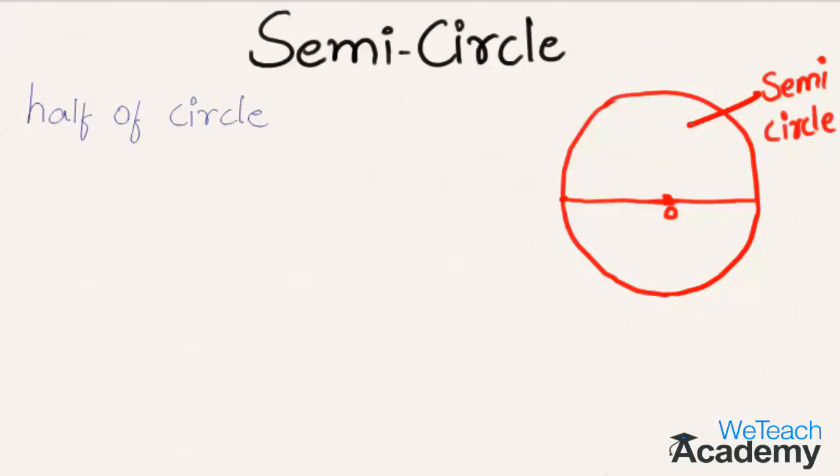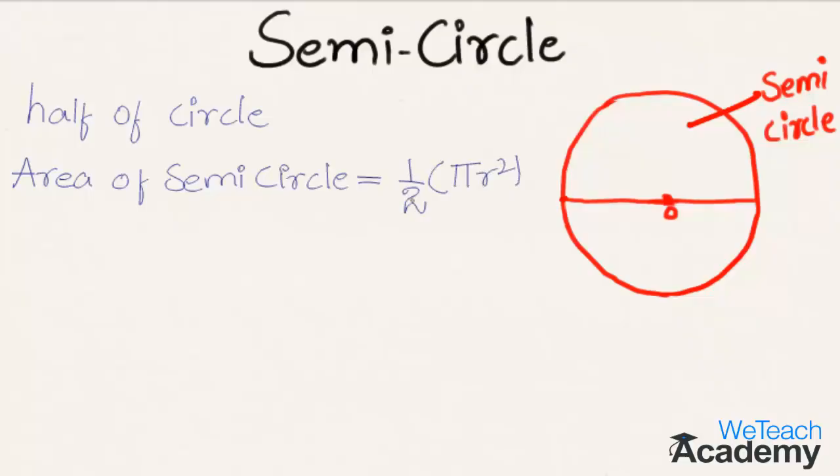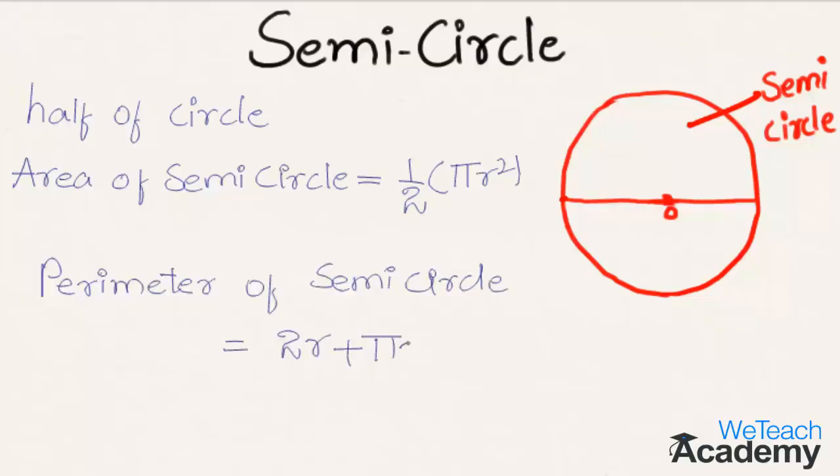Now coming to the area of a semicircle, that is the space occupied by the semicircle, which is half of the area of the circle, represented as 1/2 into pi r square. And coming to the perimeter of a semicircle, it is given by the formula 2r plus pi r, that is 2 times the radius plus pi times the radius. By writing r as the common factor, we get r into (2 plus pi) as the perimeter.